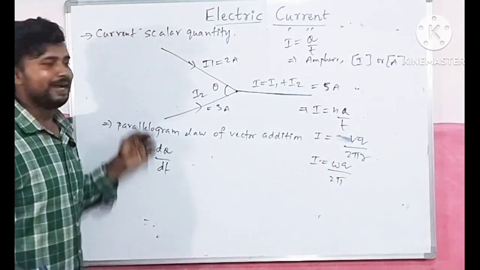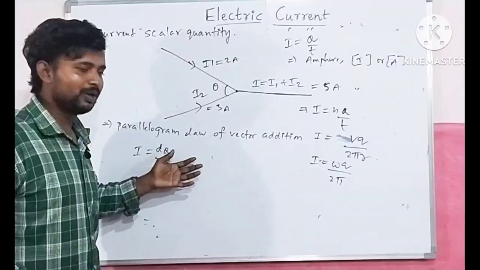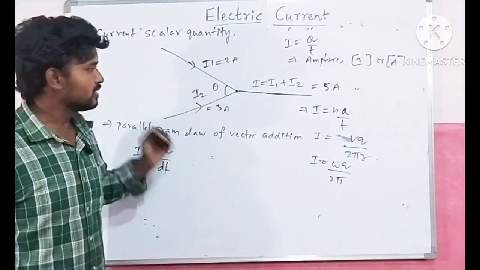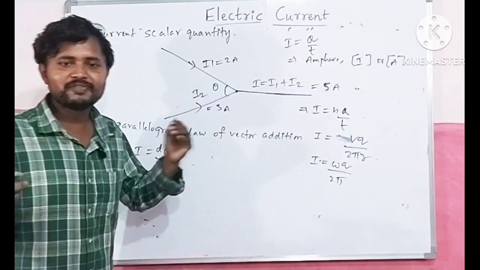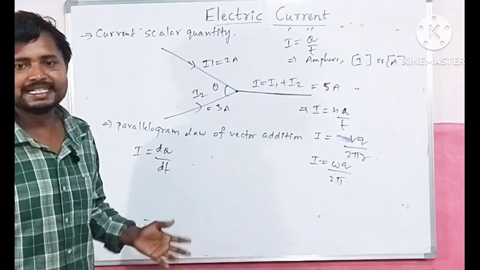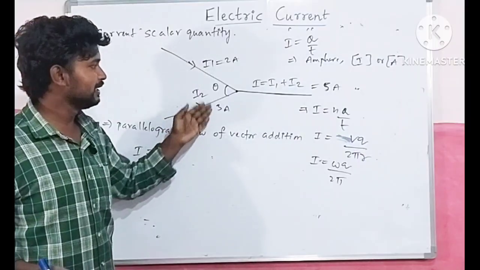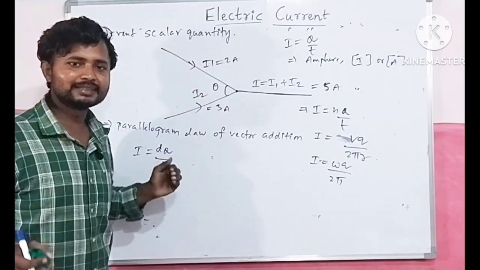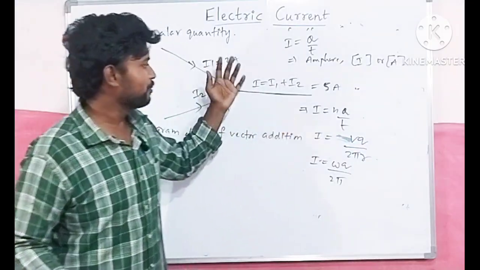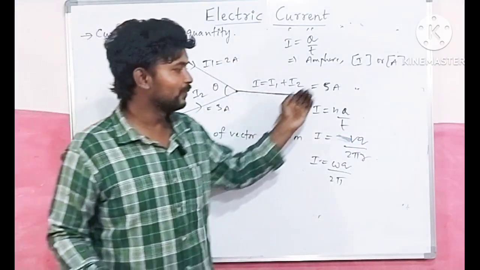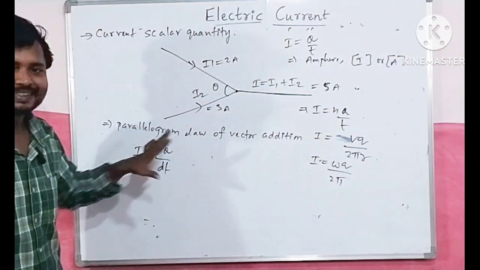The current has a direction as well as a magnitude, but it does not follow the law of vector addition. Just simply we have to add like a scalar. Scalar means 3 kg plus 5 kg equals how much? 8 kg. In the same way, 2 ampere current is coming, 3 ampere current is coming. Here the angle is there, but we have to neglect the angle. So total current I equals I1 plus I2, 2 ampere plus 3 ampere, which is equal to 5 ampere. So current is a scalar quantity. It is not a vector quantity.